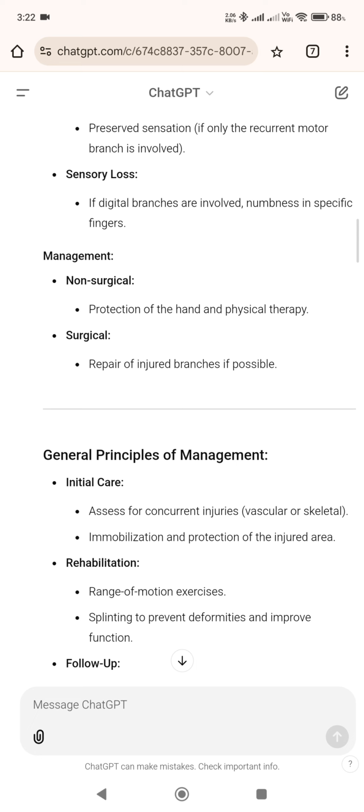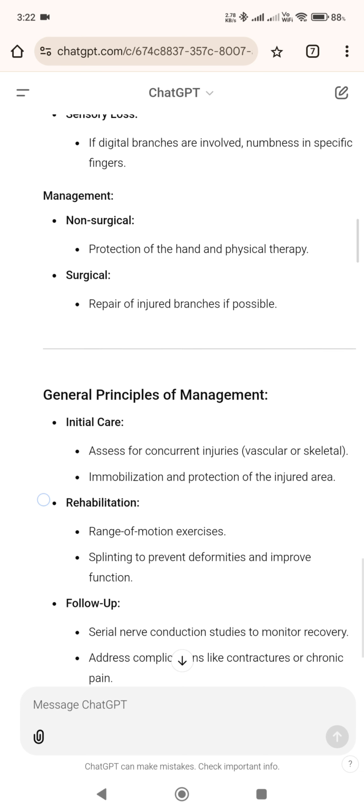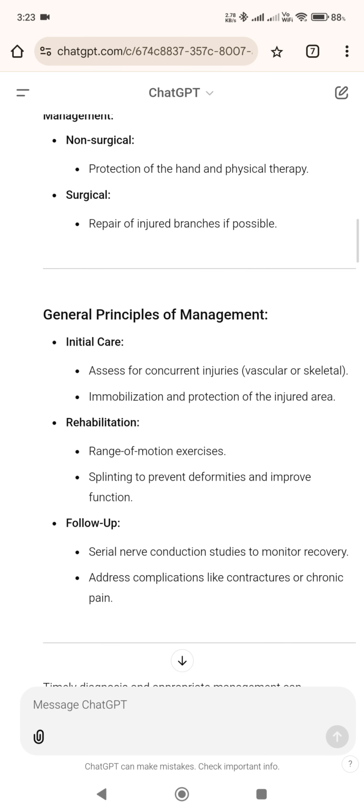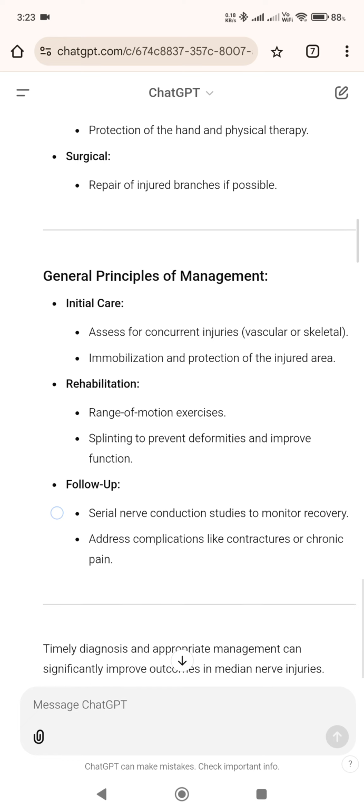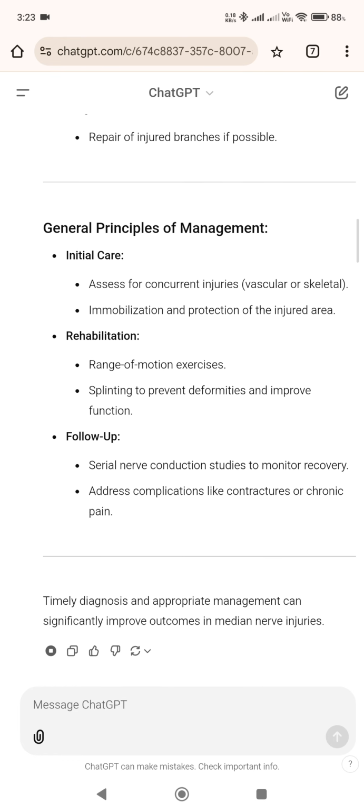General principles of management: initial care, assess for concurrent injuries, vascular or skeletal, immobilization and protection of the injured area. Rehabilitation, range of motion exercises, splinting to prevent deformities and improve function. Follow-up, serial nerve conduction studies to monitor recovery, address complications like contractures or chronic pain.